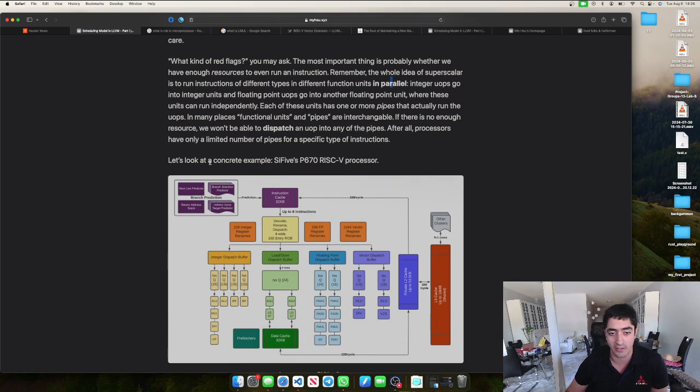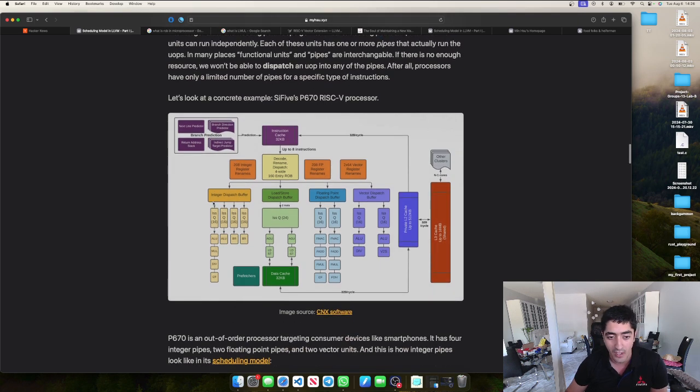Let's look at a concrete example: the SiFive P670 RISC-V processor. I really want to read out the whole image.